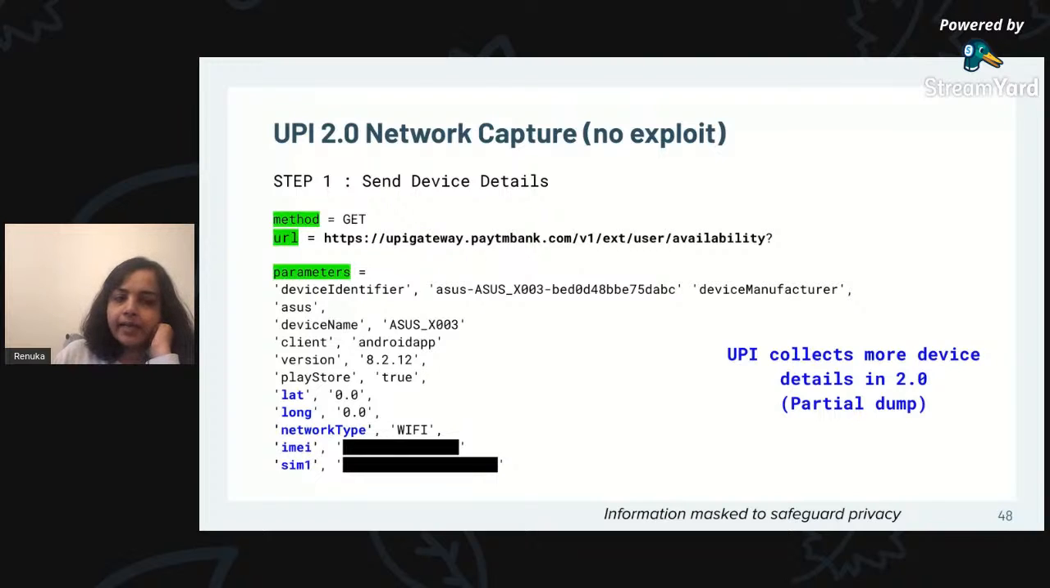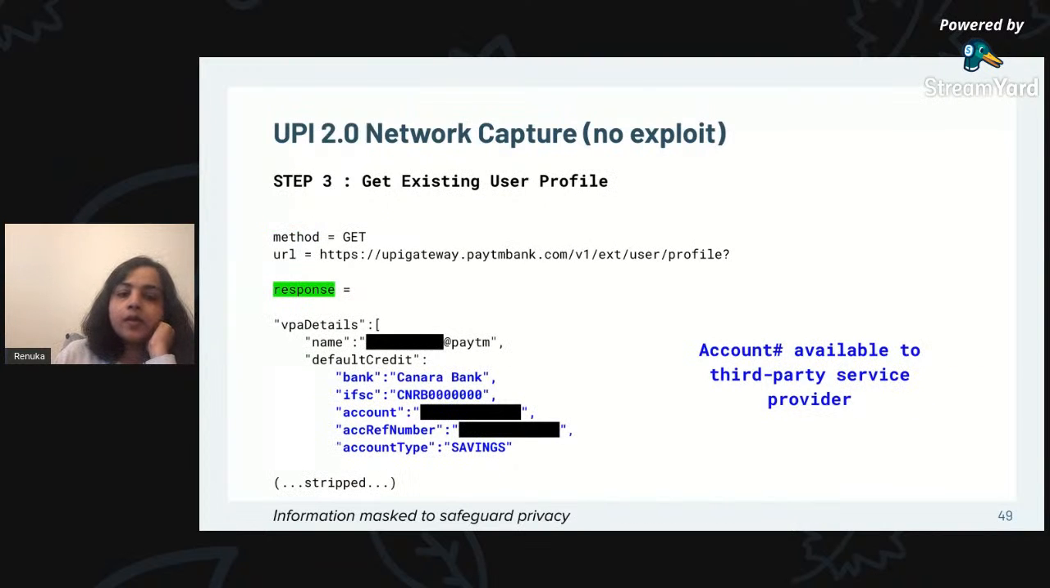Now, for the device binding mechanism, UPI 2.0 collects a lot more information like a user's location, IMEI number, SIM number, and this is possibly used to strengthen the binding. We also saw in UPI 1.0, and in UPI 2.0 as well, the exact behavior where in the add bank account phase, the UPI server returns a user's entire banking information back to the client. The details include bank account name, IFSC code, account number, account type, and a whole bunch of other information.